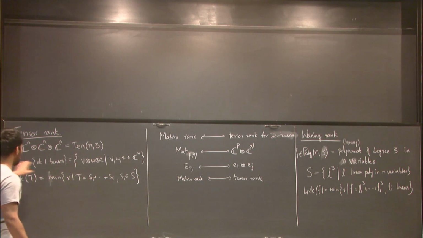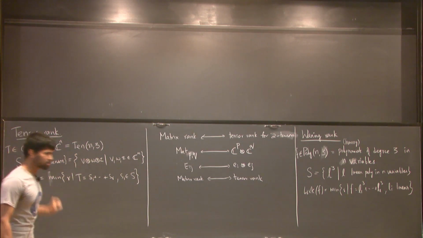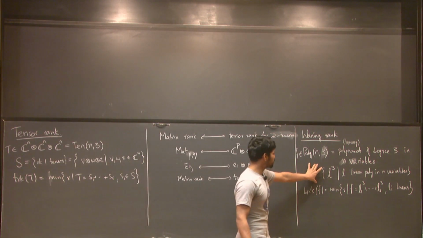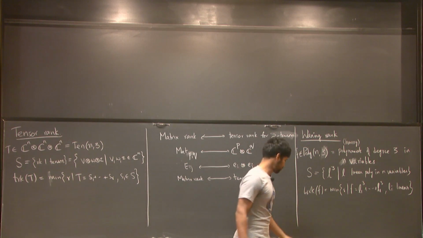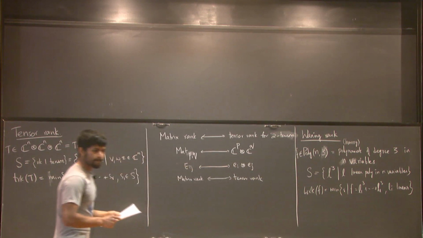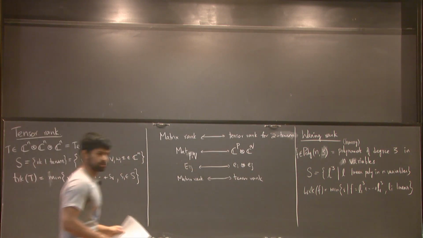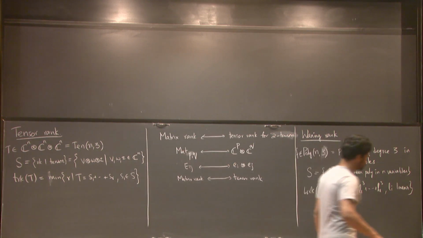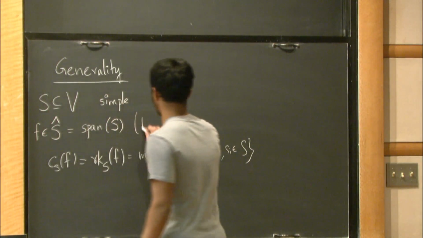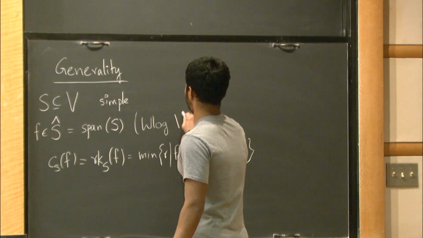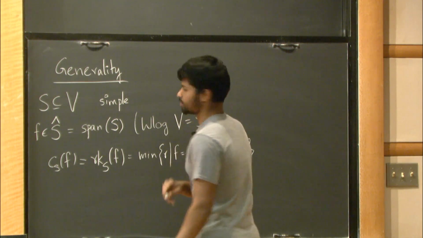Right? So the span of rank 1 tensors is all tensors. The span of cubic forms is all degree 3 polynomials. Yes, right. Okay, so without loss of generality, V is S hat.